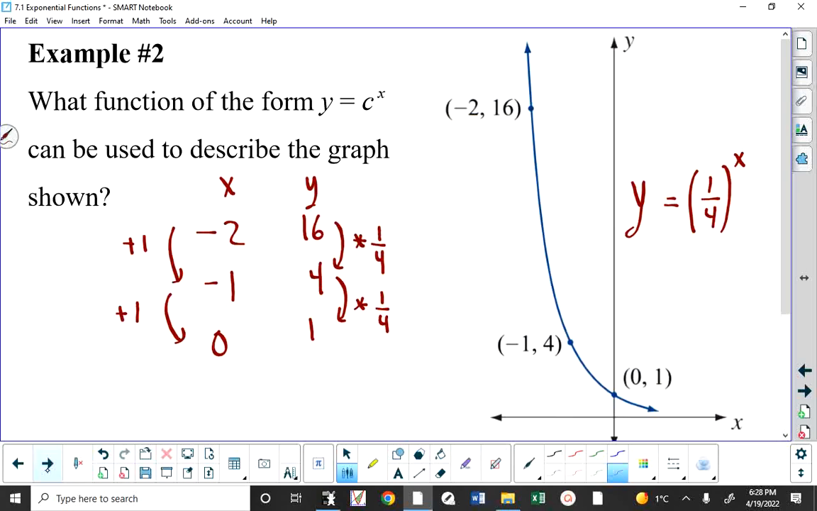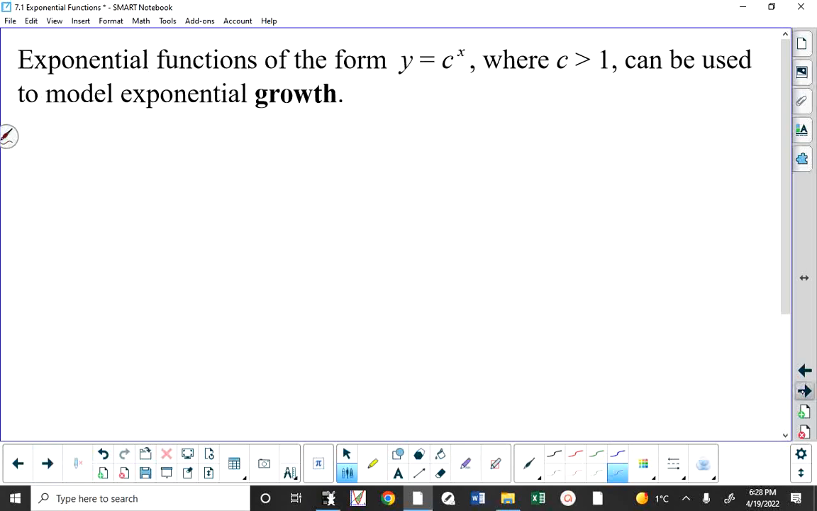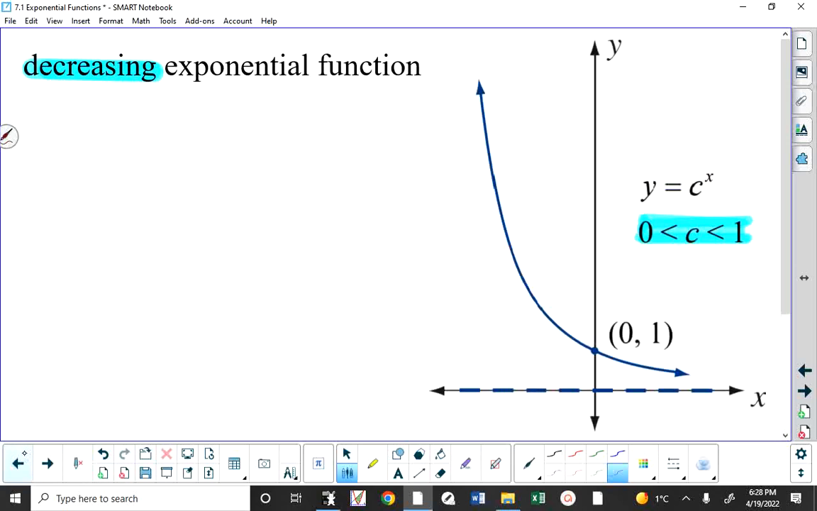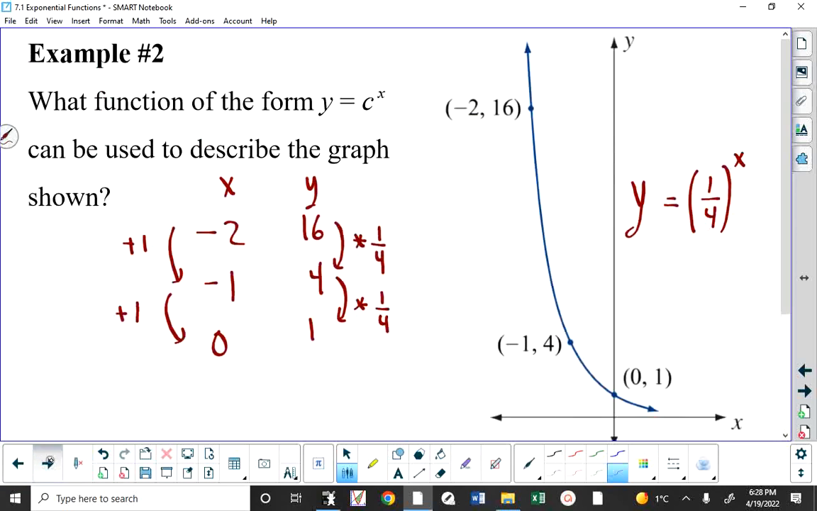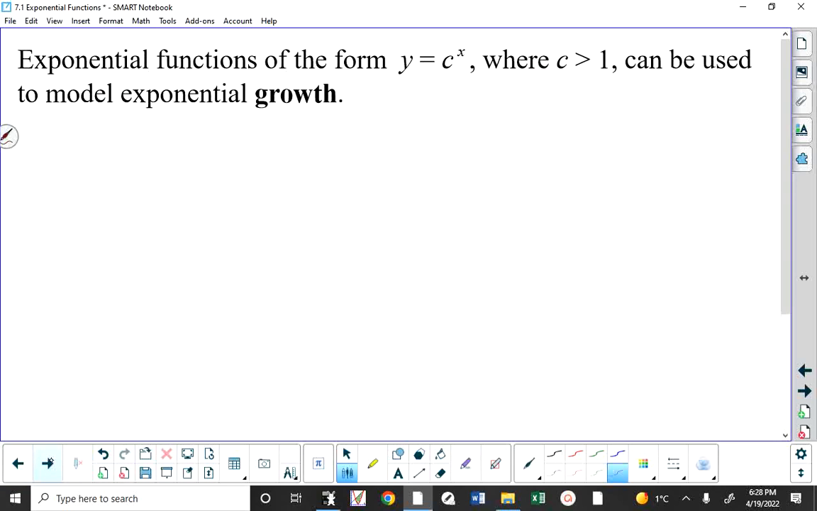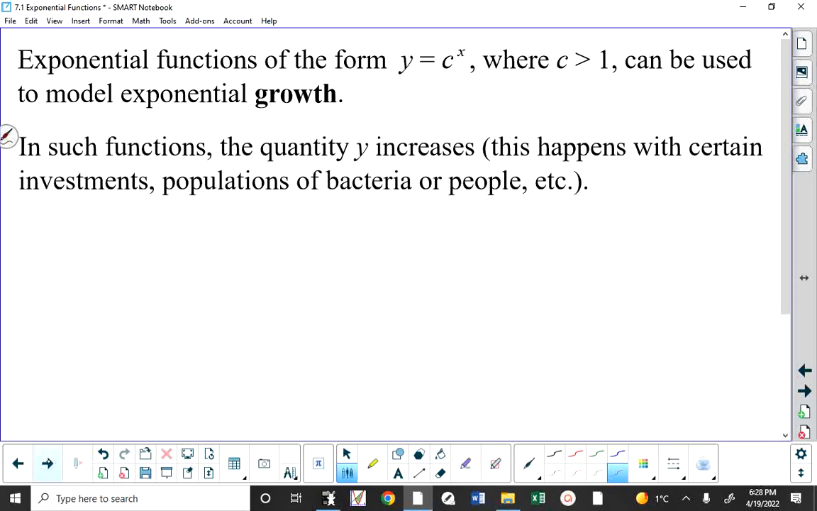Let's take a look now at example 3. Well, a little bit of background before we get to example 3. When you have an increasing function, in other words, where c is greater than 1, I'll go back and show that to you. When we have this type of function that's increasing, this is what we often call exponential growth. Think of the word growth. Growth means getting bigger. And in those functions, the quantity of y is getting larger.